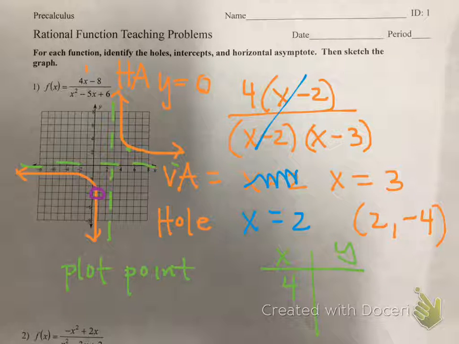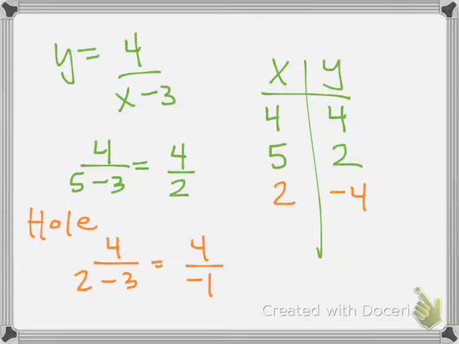Okay, I'm going to talk about sketching the graph. I sketched the graph here for you. So the first thing I do is I put the asymptotes on. So I did the horizontal asymptote at y equals 0. I did the vertical asymptote at x equals 3. Then I plotted points. I just choose some points to plot. And I chose 4.